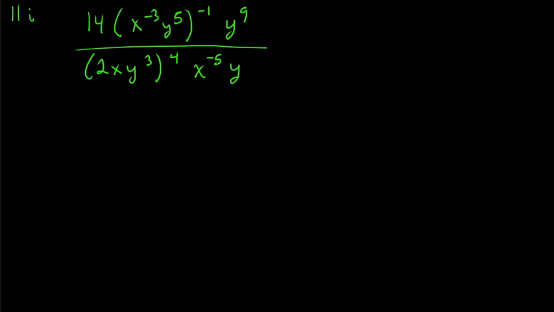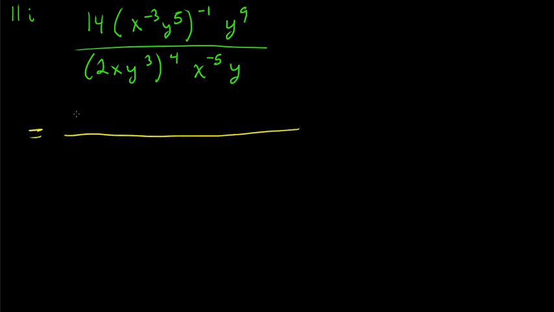Okay, 14 times x to the negative 3, y to the 5th, all to the negative 1, y to the 9, all over, in parentheses, 2x y cubed, all to the 4th power, times x to the negative 5 times y. So this is 11I. Right, so now we're getting pretty tricky here. This is kind of a hard one. But let's just go step by step and apply the rules of exponents here.